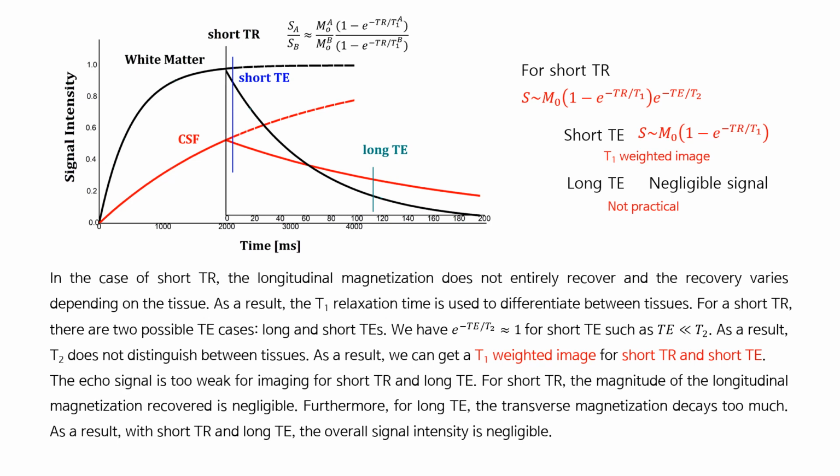In the case of a short TR, the longitudinal magnetization does not entirely recover, and the recovery varies depending on the tissue. So for short TR, longitudinal magnetization is in the progress of recovering. So not completely recovered, right?